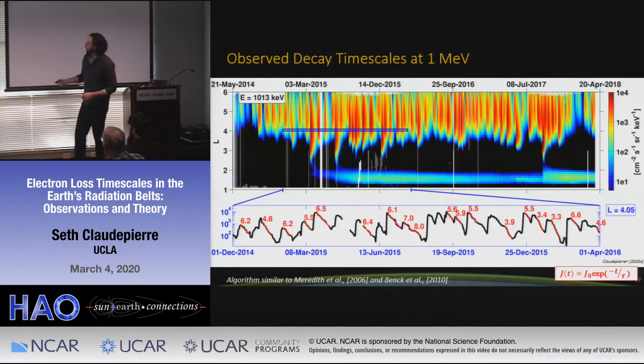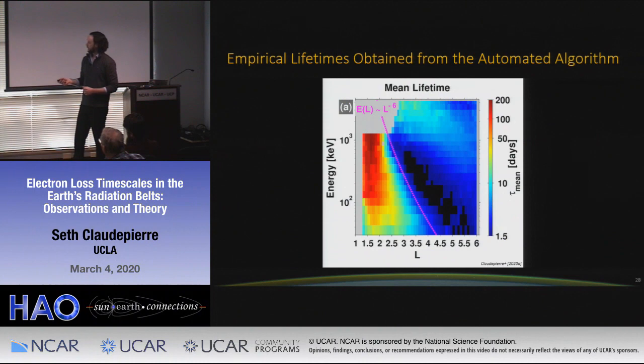I'm just showing here one energy channel and one L value, but of course the Van Allen Probes sample this entire radiation belt region, and not just at this energy. We have many, many energy channels across the radiation belt region. So the idea is we'll throw this algorithm at all of the data and see what we get. And this is what we get.